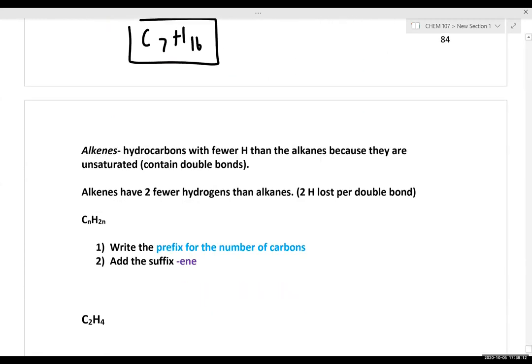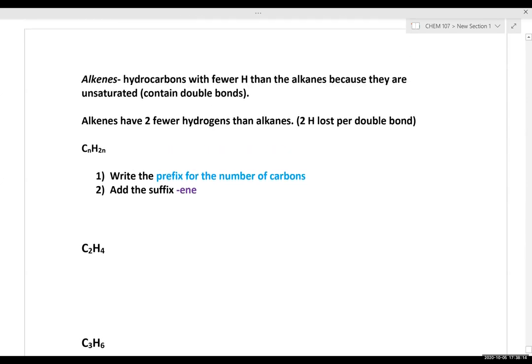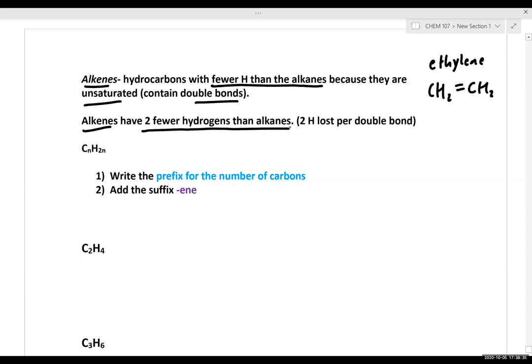Now let's look at our next variant. These are known as alkenes. These are hydrocarbons with fewer hydrogens than alkanes because they are unsaturated. They contain double bonds. So a common example of this would be ethylene. Alkenes have 2 fewer hydrogens than alkanes. We lose 2 hydrogens per double bond. So an alkene has a formula of CnH2n.